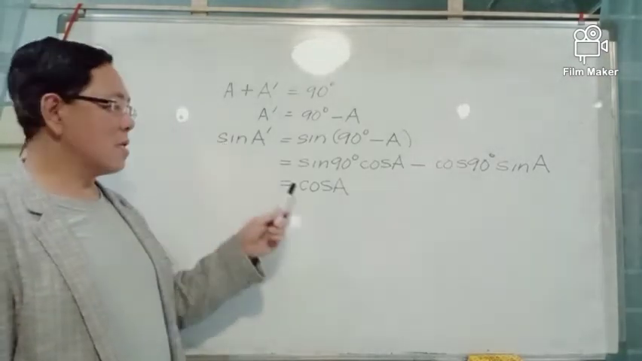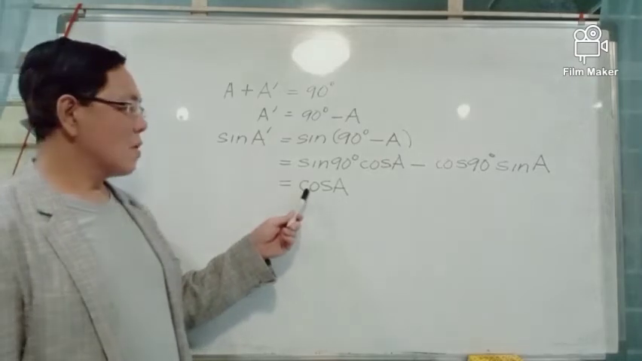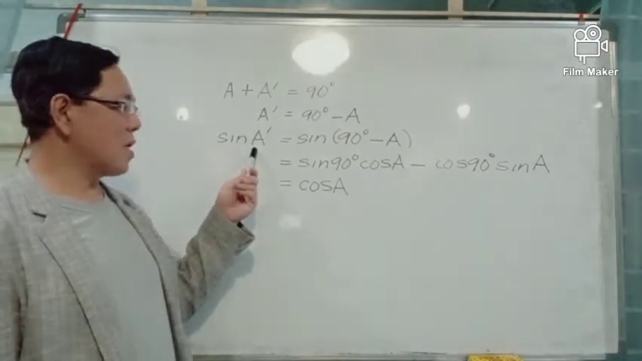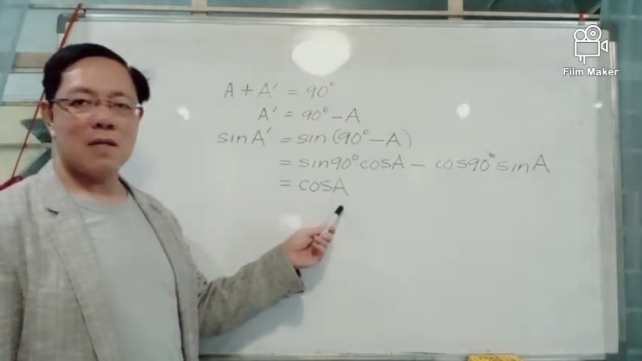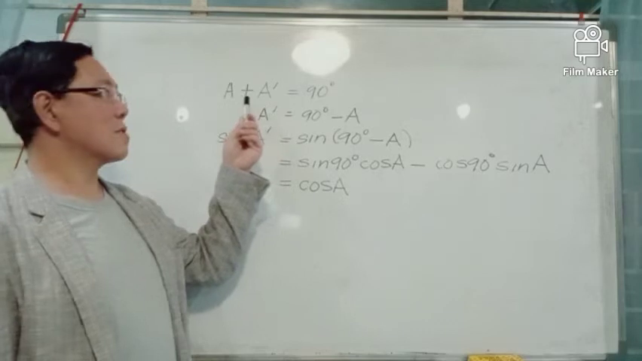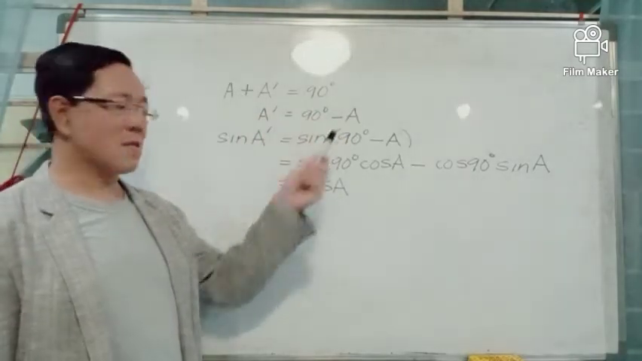Cofunction of sine is cosine. Cofunction of the complement of the angle. The complement of A prime is A, because A and A prime are complementary angles, their sum is 90 degrees.